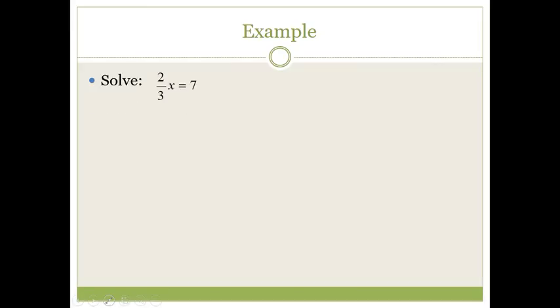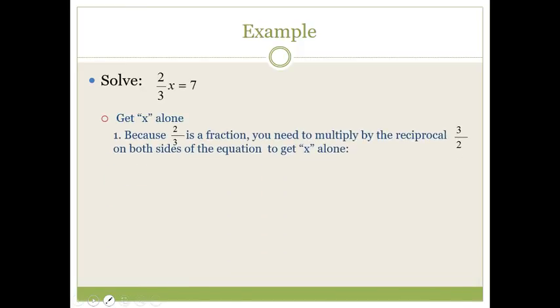How about we try one with a fraction? So we have 2/3 times x equals 7. So how are we going to undo multiplying by a fraction? Well, we want to get the x all alone. And because 2/3 is a fraction, we're going to have to multiply by the reciprocal of that fraction, the flip of it. Notice the reciprocal of 2/3 is 3/2, or 3 over 2.